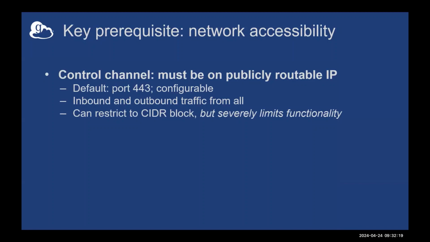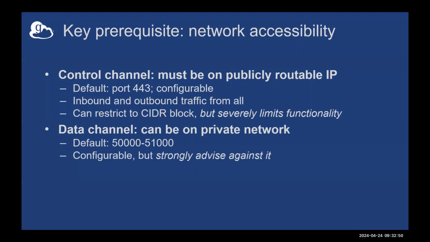This can be restricted to just the net block of the Globus service itself. So that's a /27, I think. This will severely limit functionality, and we highly recommend against it. It can be behind NAT. Again, not the best, but it could be. We have a section in the user guide covering that. So that's for the control channel.